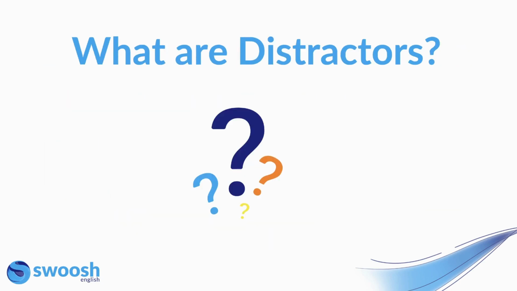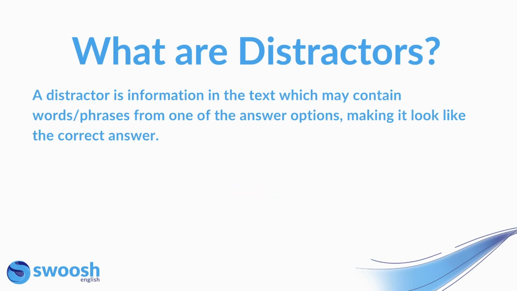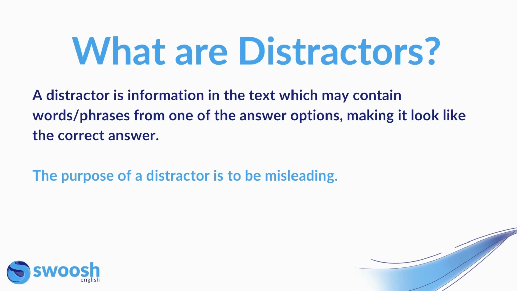Now, what do we mean when we say distractors? Can you think what distractors might be? Have you heard this term before? Maybe pause the video here and take a moment to consider what this might mean before you continue. Okay, let's continue then. What exactly are distractors? A distractor is information in the text or audio which may contain words or phrases from one of the answer options that makes it look like the correct answer. The purpose of a distractor is to be misleading.